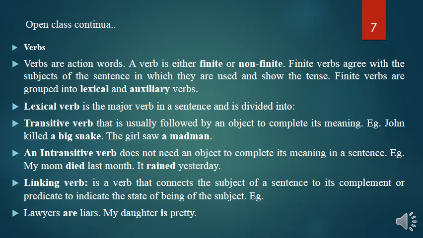My daughter is pretty. Is is the linking verb because it links my daughter and pretty. When you say my daughter pretty without the is, the sentence is not complete or it is not meaningful. So that is what is called a linking verb. That is any verb that links the subject and the complement. It is what is called linking verbs, like are, is.